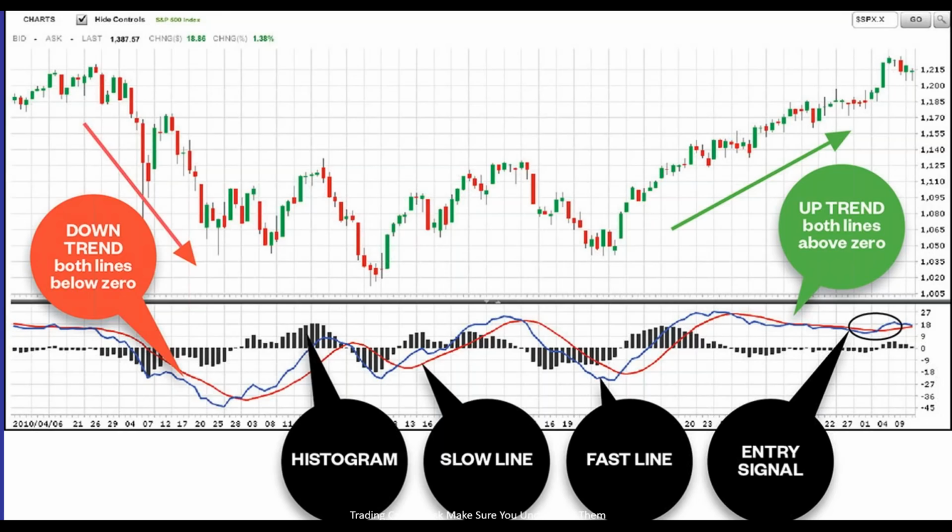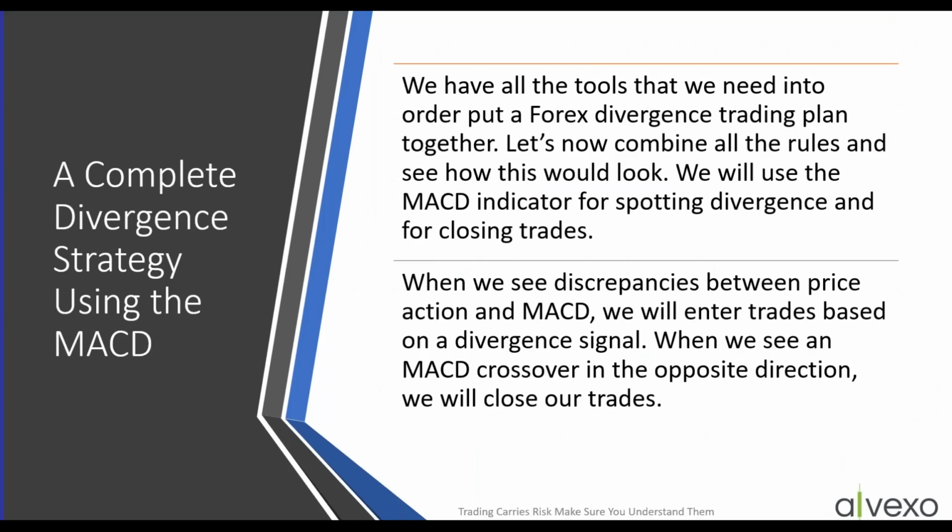We have the MACD slow line, the fast line, sometimes referred to as the MACD line, and the trigger line. And we get the entry signals when the MACD line and the trigger line cross over. But we also get divergence. When we get divergence and a crossover, it's a great time to trade. So we all have the tools that we need in order to put a Forex divergence trading plan together.